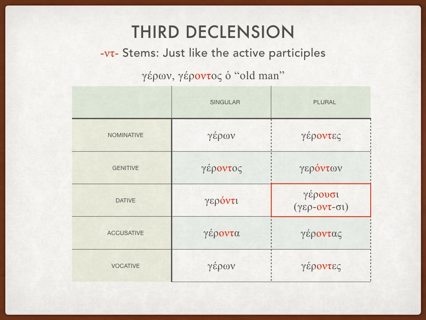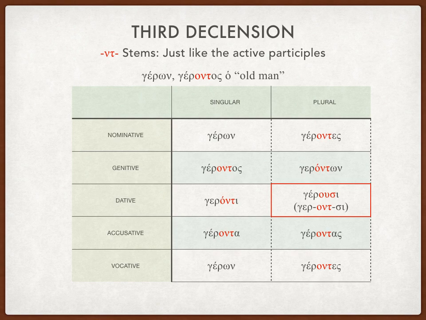Plurals, just like the participles we saw before. Gérontes, gerontōn, nominative, genitive. Remember the dative plural. Gerontsi is going to turn into gerousi because sigma is going to beat up those other consonants, and it has to lengthen. So gerousi instead of gerontsi, and then gérontas, gérontes. Very simple.